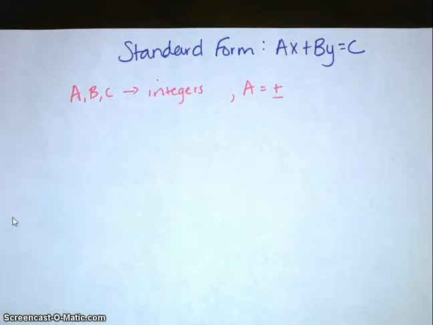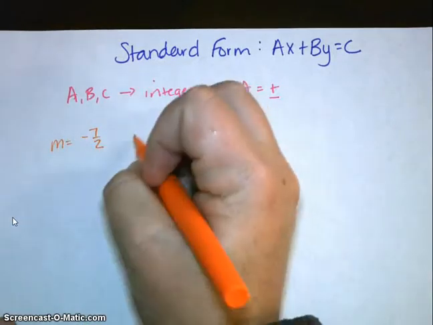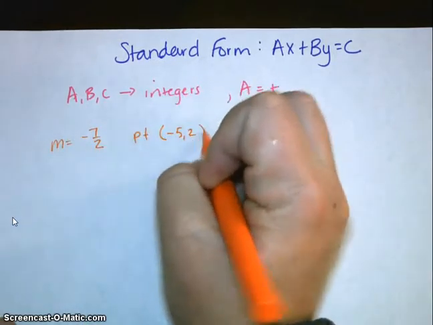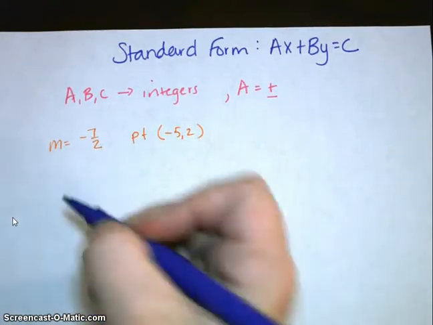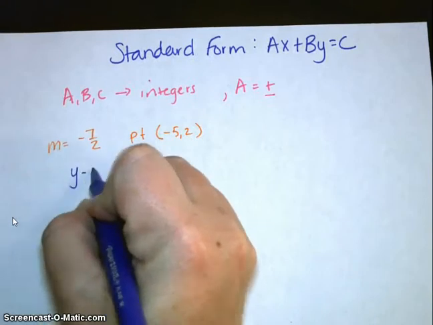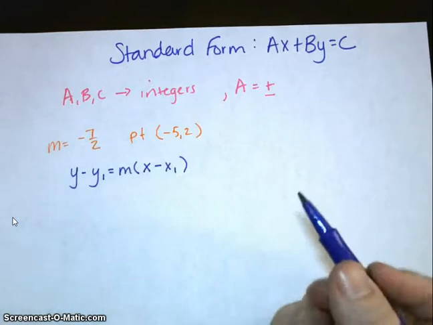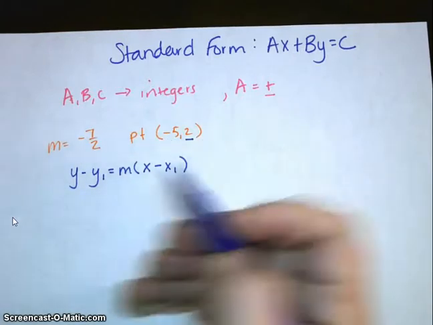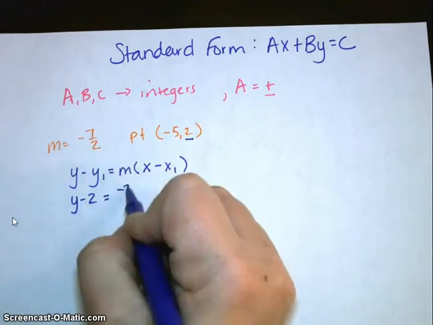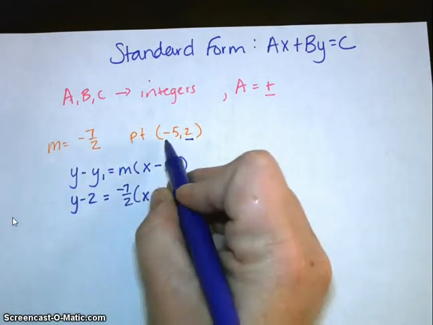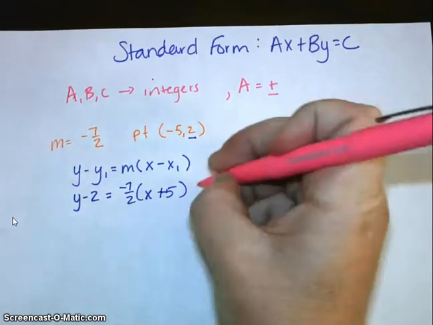Let's look at a slope of negative 7/2 and a point of negative 5, 2. So we're going to work this out first, starting with point slope form. Using point slope form, y minus y1 equals m times x minus x1. To plug in, I plug in my point. The y value is 2. So y minus 2 equals, my m value is negative 7/2, times x minus negative 5, which is plus 5. This is point slope form.